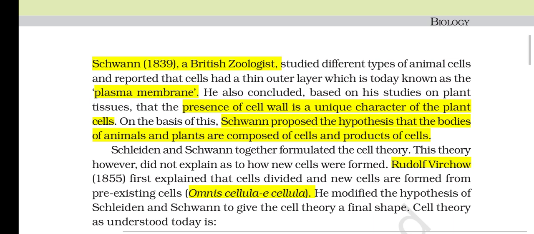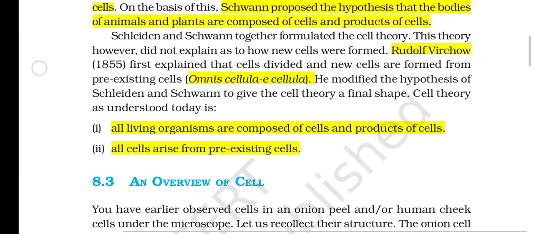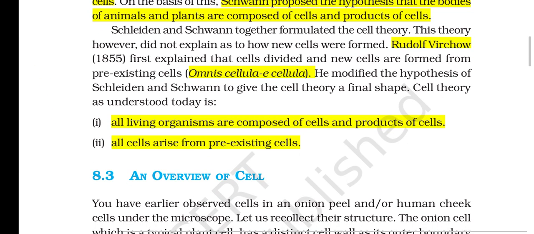Schleiden and Schwann together formulated the cell theory. This theory, however, did not explain as to how new cells were formed. Rudolf Virchow, 1855, first explained that cells divided and new cells are formed from pre-existing cells, omnis cellula e cellula. He modified the hypothesis of Schleiden and Schwann to give the cell theory a final shape. Cell theory, as understood today, is: all living organisms are composed of cells and products of cells. All cells arise from pre-existing cells.